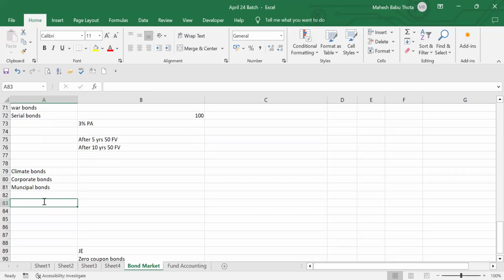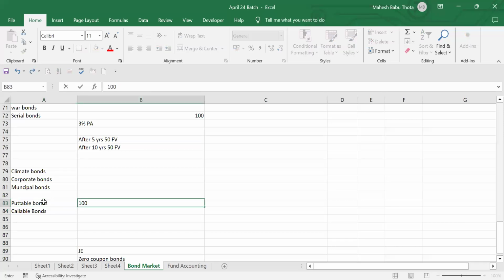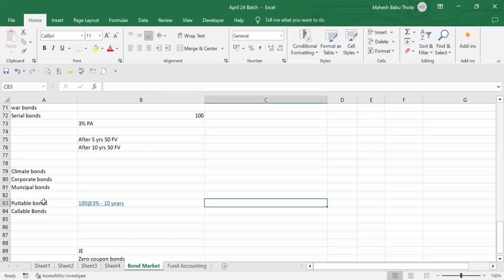I'll talk about puttable bonds and callable bonds. So puttable bond means there is a fixed maturity period for every bond. Suppose they are saying 10 years, before 10 years I cannot get my capital. I cannot get my face value. If the bond is a 100 rupees bond at 3% interest for 10 years, the bond maturity period is 10 years.